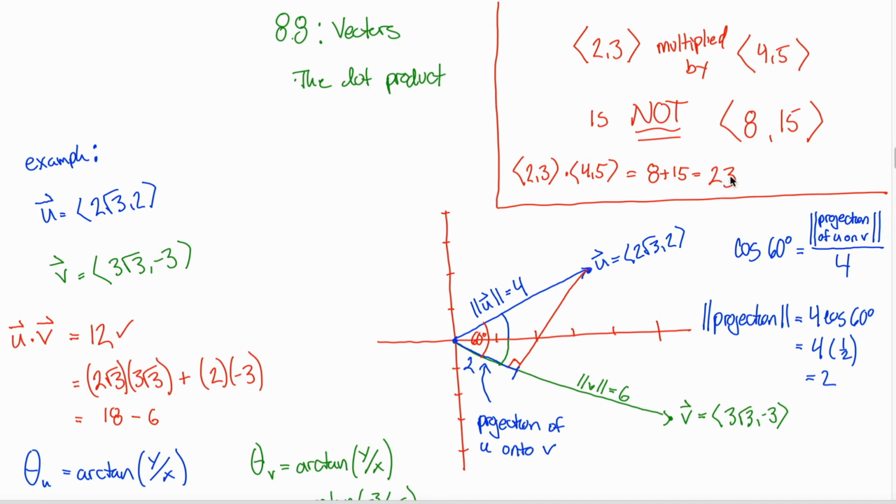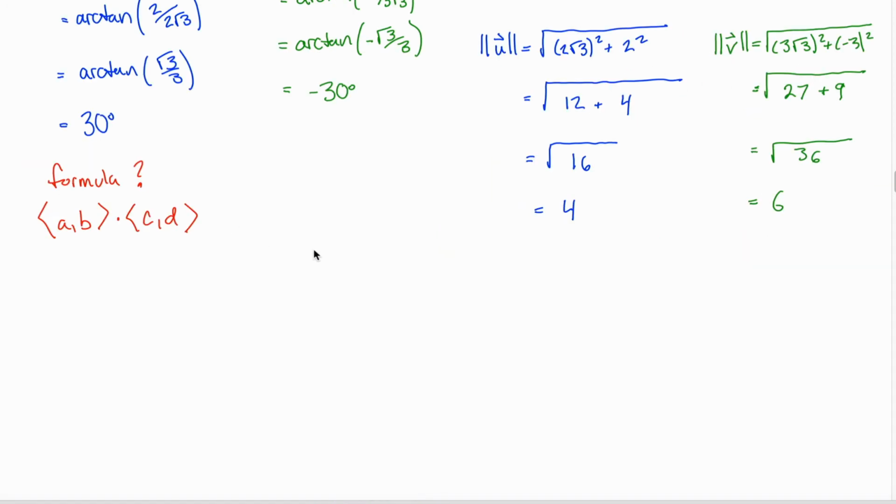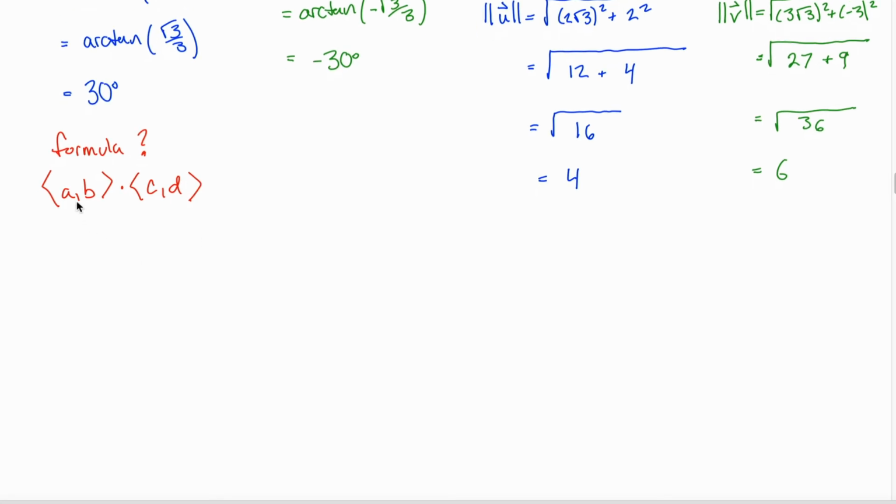Why you'd care about something that seems so arbitrarily defined is beyond what we're going to talk about in this class, but the good news is there's a really shorthand way to figure out the product of those two lengths. All you got to do is add together the products of the components. So 2 times 4 plus 3 times 5. If you're the type that really likes a formula, if we have these two arbitrary vectors with components a, b, and c, d respectively, their dot product is just ac plus bd.